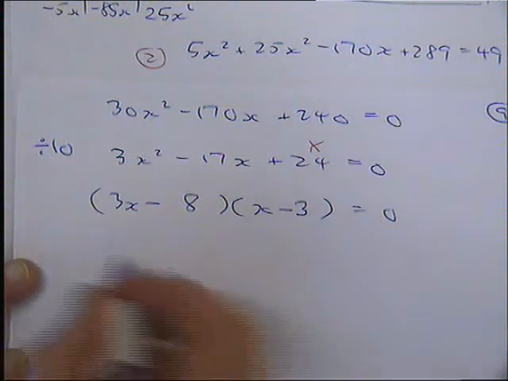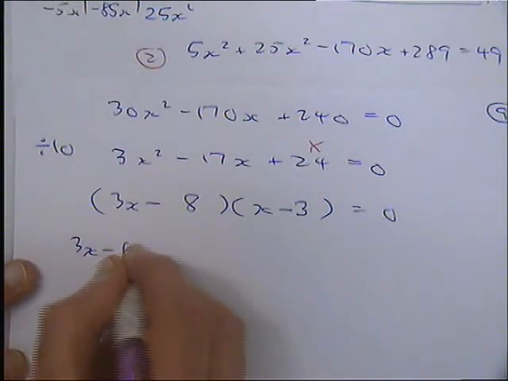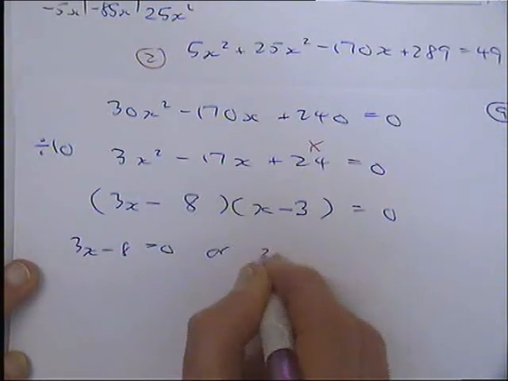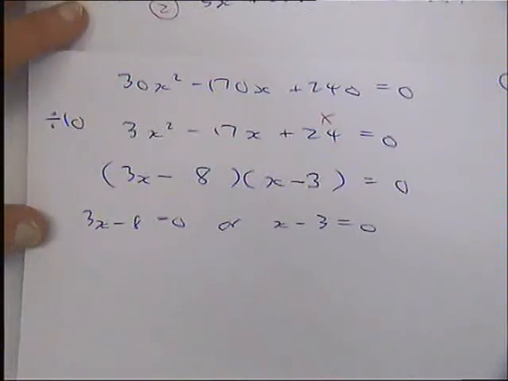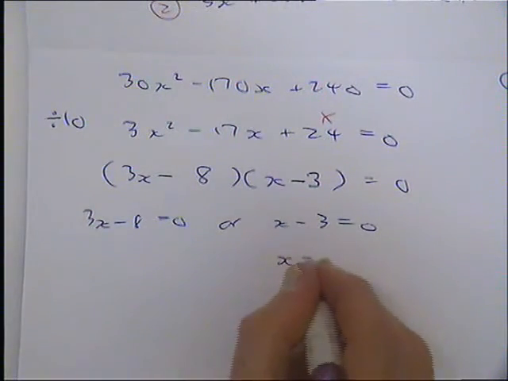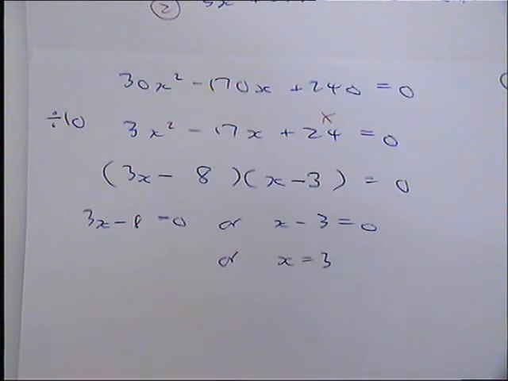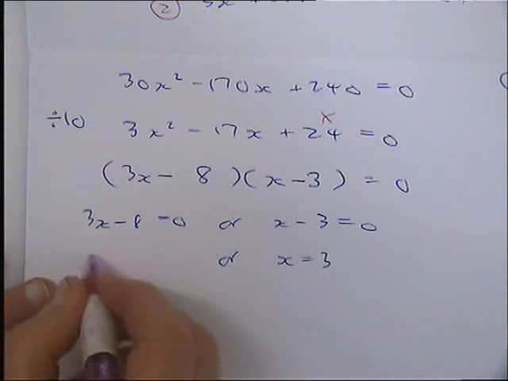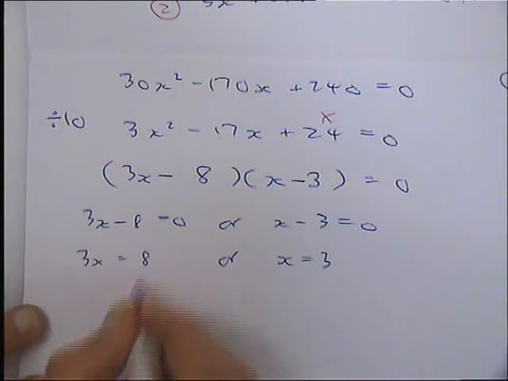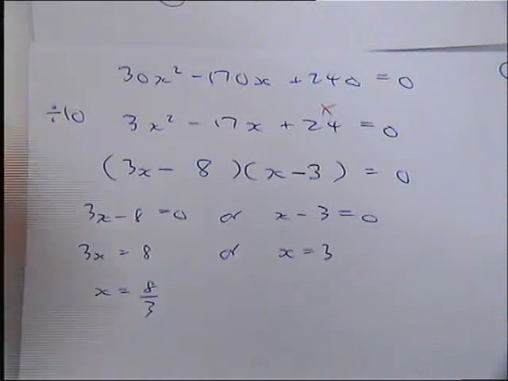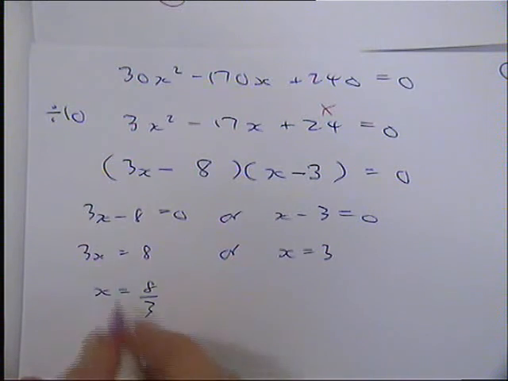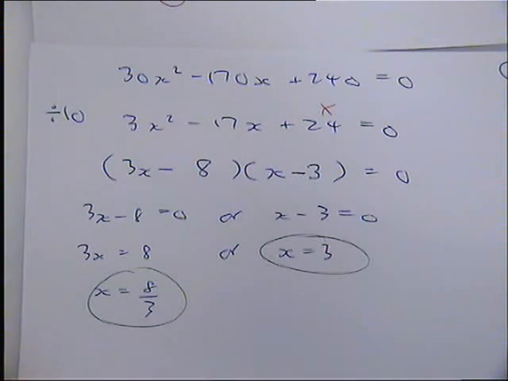Okay, so going from here, that means either the first bracket equals 0 or the second bracket equals 0. Second bracket is nice and easy. That will mean x equals 3. First bracket, if I take that 8 to the other side and then divide by 3, I now have two values for x. This is not the end of the question.